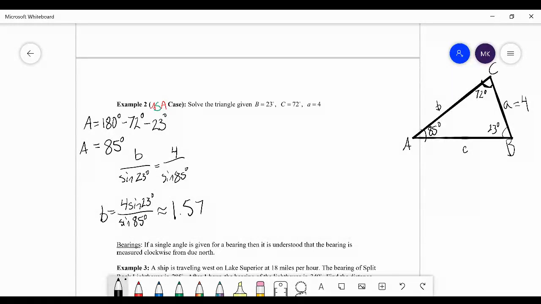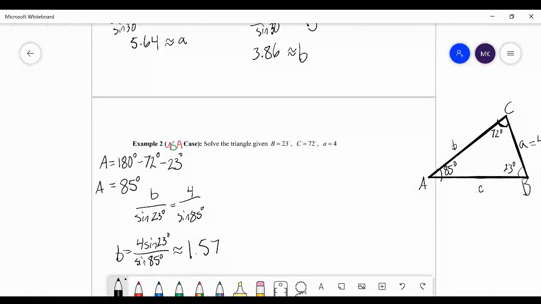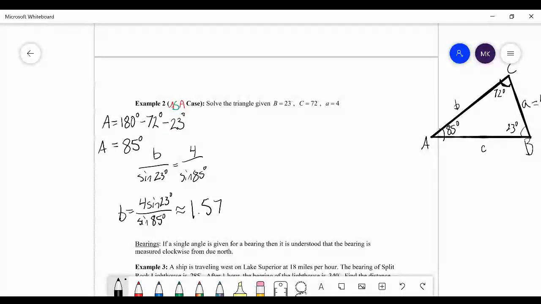Quick note, I didn't make it before, but make sure your calculator is in the correct mode. So if you're not getting these values I got, like in example 1, if you're not getting the 5.64, the 3.86, make sure your calculator is in degree mode. Notice all of these angles so far have been in degree measure, not radians. So make sure you're in the correct mode. And the only step I skipped here was writing out that I'm multiplying by sine of 23 degrees on each side. So hopefully that's okay with you guys.